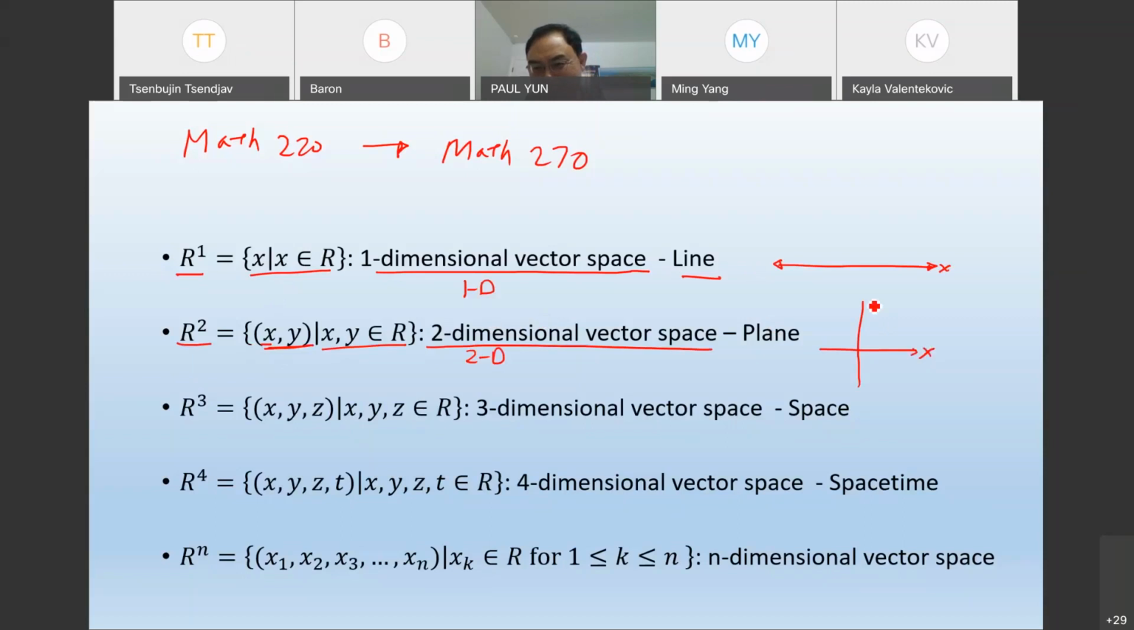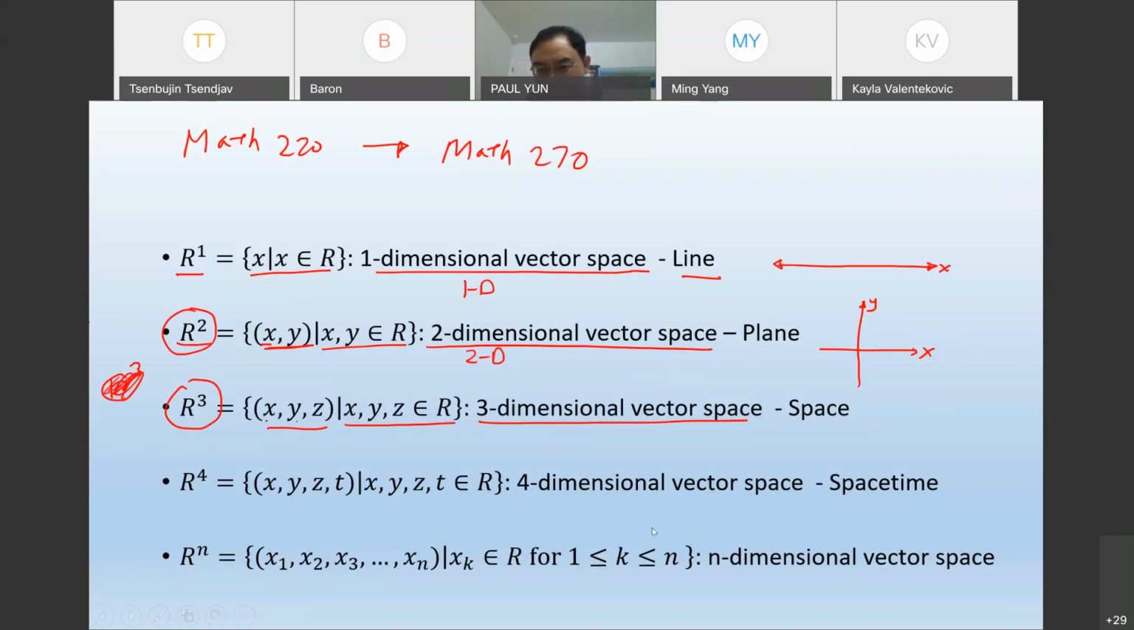We say R2 here. How about R3 then? 3-dimensional space, that's what this course covers. So three real numbers. If you have C3, I mean three of what? What do you think C3 is then? It's a triplet of complex numbers. That's called C3. Make sense? That's what you're going to learn in Math 270. But we're only going to focus on the real numbers in your Math 220.